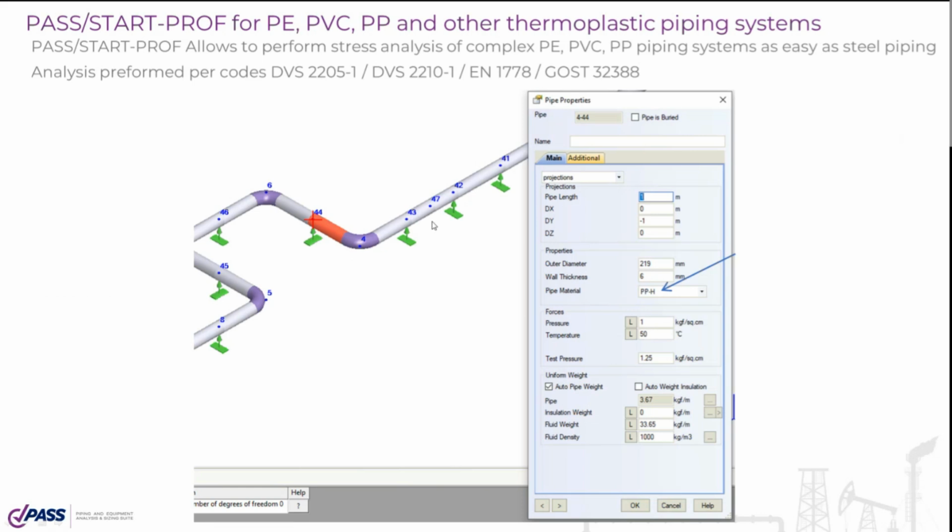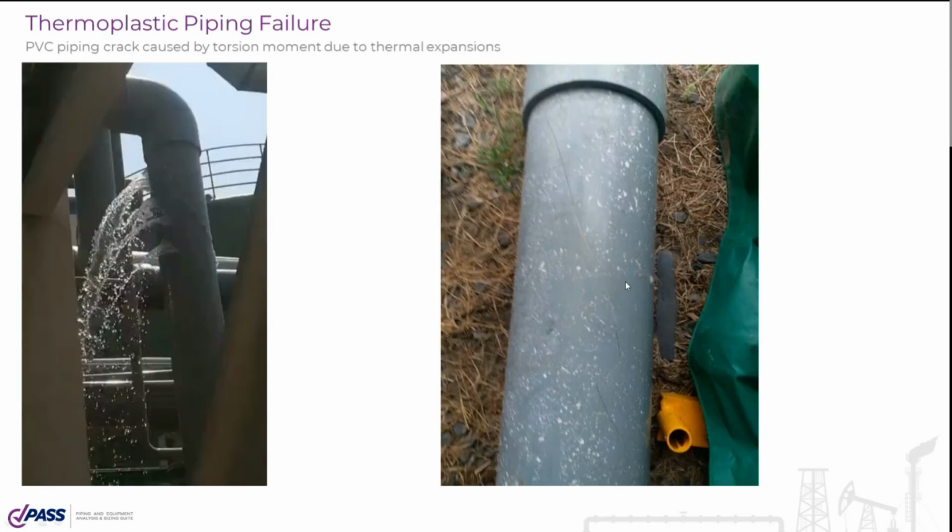Now, let's see how StarProf performs stress analysis. How to do this? You just draw your piping system and select the material. In the StarProf database, we have different thermoplastic materials, and StarProf just uses them for calculation. So the procedure is almost the same as for steel piping systems.